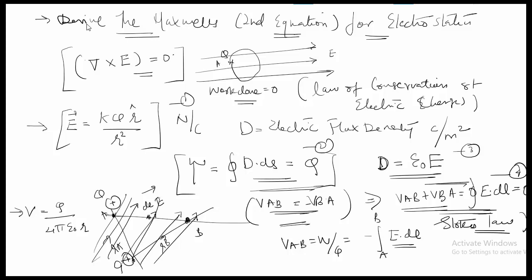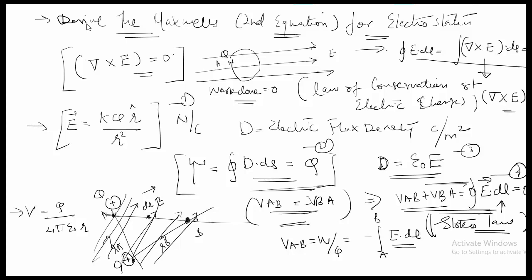Now if I am applying the Stokes law, which is specifically for vector fields, to this, then I can write the closed line integral of E dot dl is equal to the surface integral of del cross E dot ds is equal to 0. This is after application of the Stokes law, and it comes out from this equation which equates to 0 that del cross E is equal to 0. So this is what is known as the Maxwell's second equation for electrostatics, or the conservation of the electric charge.